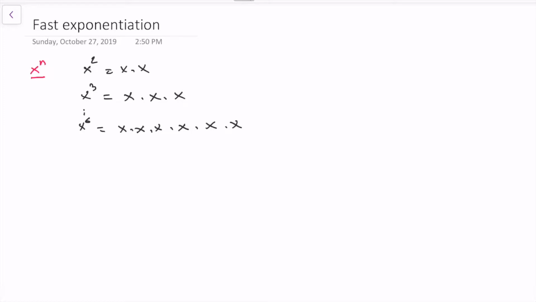But essentially you can see repetitions here. Multiplying these two to get x squared is the same thing as multiplying these two, the same thing as multiplying these two. Or you can also look at it as multiplying these three x's is the same as multiplying these three x's. So there is potentially a way to optimize this.